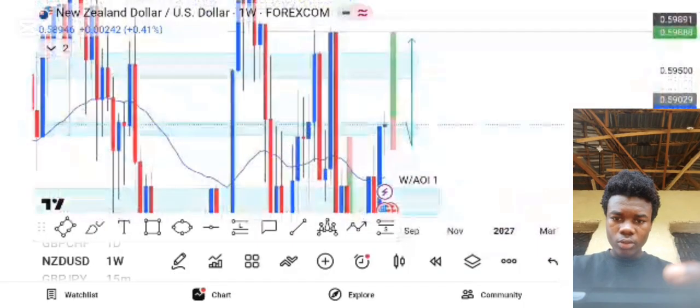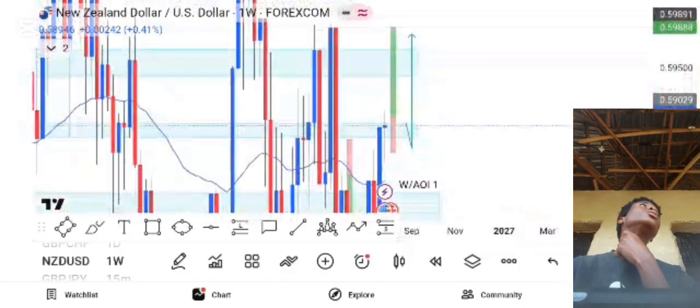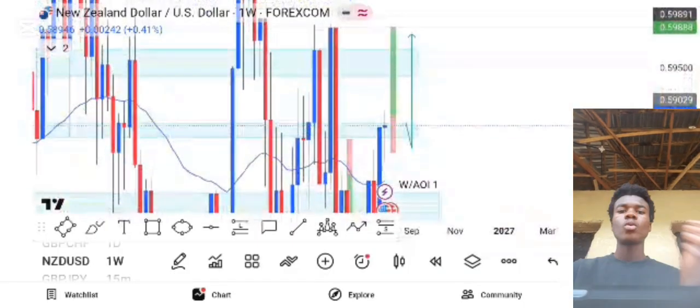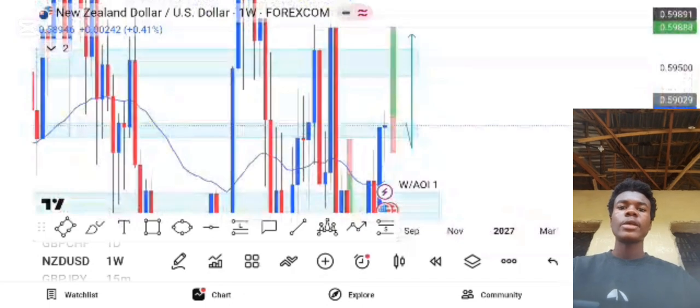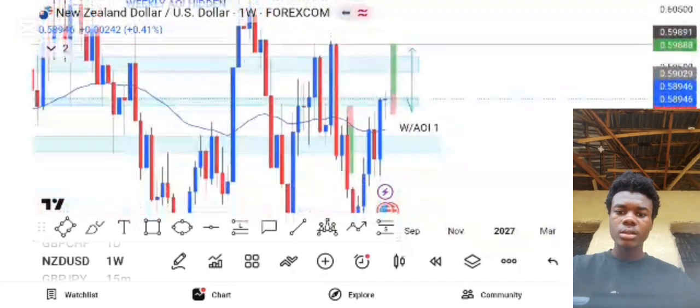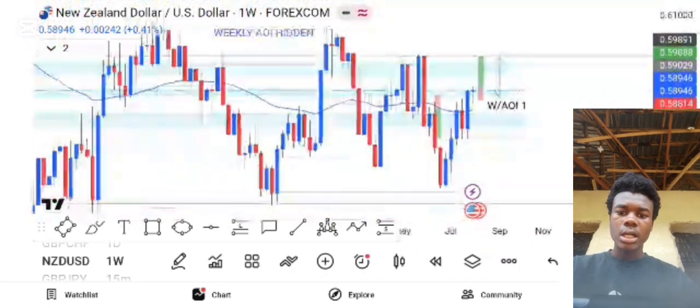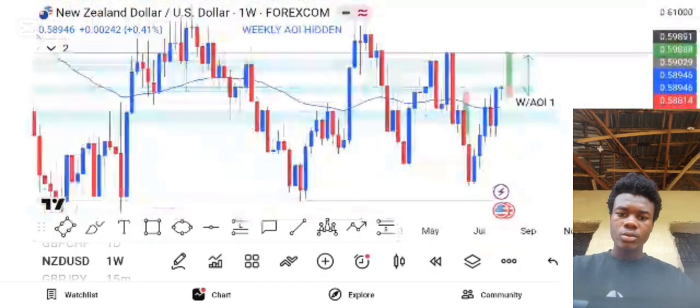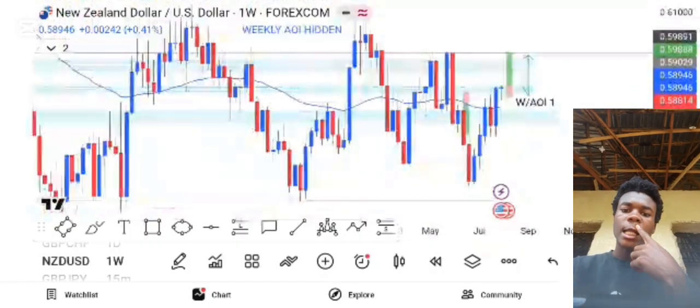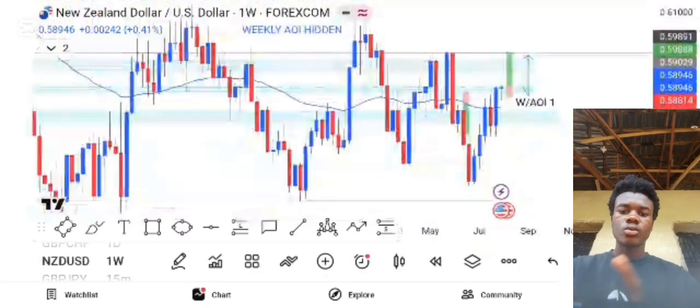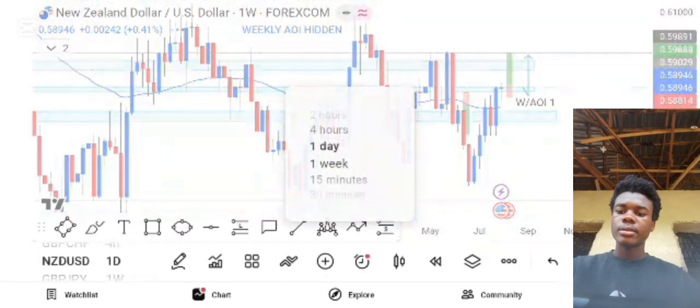If you take a close view, you can see a weekly doji candlestick right there. So I'm anticipating that price is going to have a strong push to the next area of interest. So weekly is bullish.